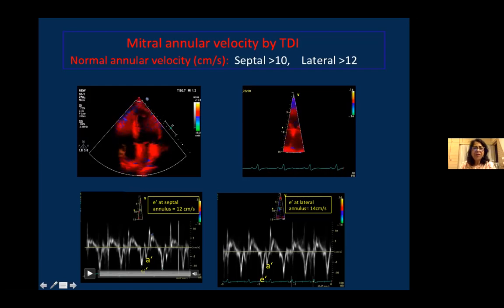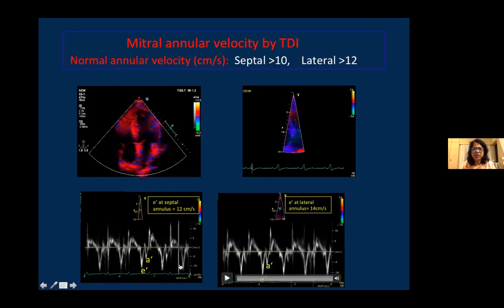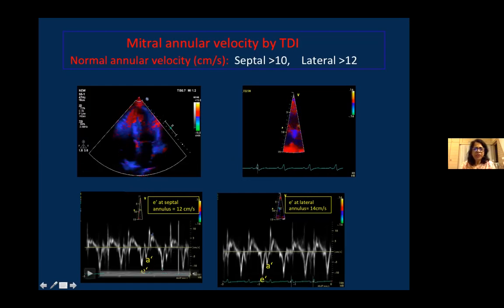Now, what is the normal velocity of septal E prime? It is more than 10 centimeter per second. So in this case, I got 12 centimeter per second, a normal value. So also in the lateral annulus, I move my sector to the lateral side after reducing it, and I get the velocity, and E prime at the lateral annulus is 14 centimeter per second. So this is the normal pattern. So E prime is more than A prime, both at the septal annulus and the lateral annulus normally.